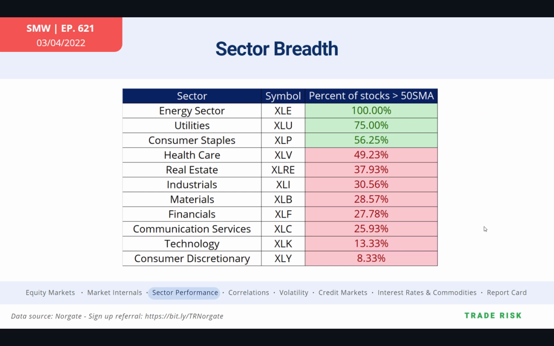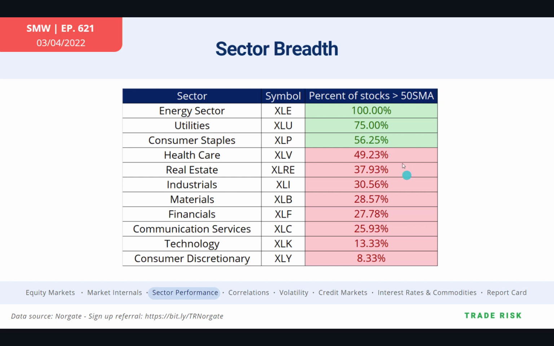I included this view again, sector breadth. I don't know that there's too much interesting here because it is almost as anticipated. But this sector breadth view is the percentage of stocks above a 50 SMA in each of these sectors. So this is looking at individual stocks in aggregate. How many stocks in the energy sector are above a 50 SMA? Well, it's 100%. Utilities, 75%, a big boost there, and consumer staples, 56%.